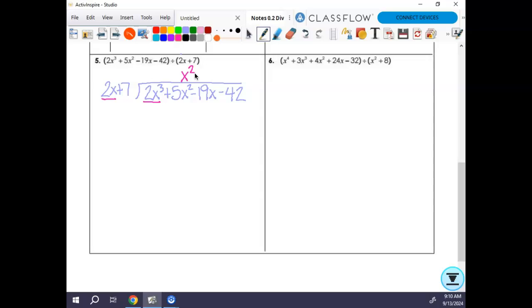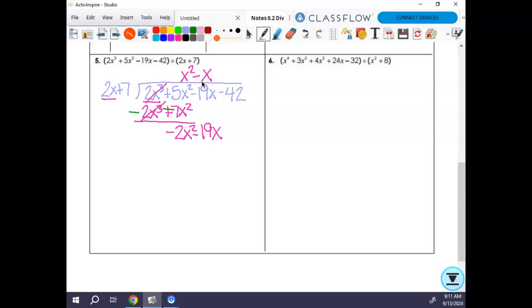Then I multiply back. X squared times 2x is 2x cubed. X squared times 7, 7x squared. Then I change the signs on the second row. These zero out. 5x squared minus 7x squared is a negative 2x squared, minus 19x. Everybody with me? All right, so then I take negative 2x squared divided by 2x. What is that going to give me? Negative x. Good. Negative x.